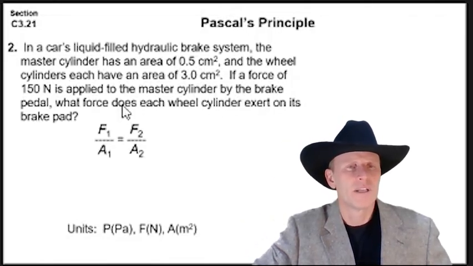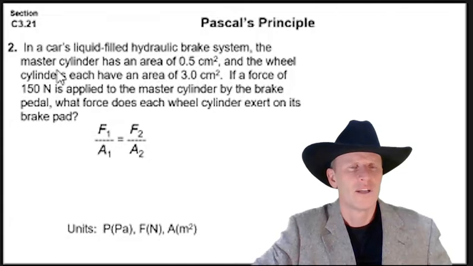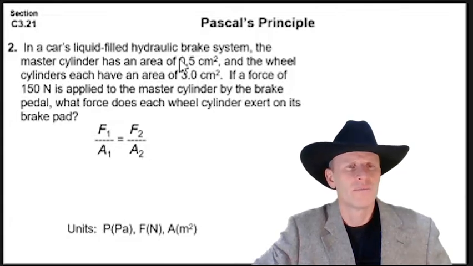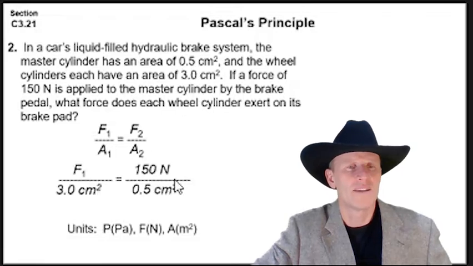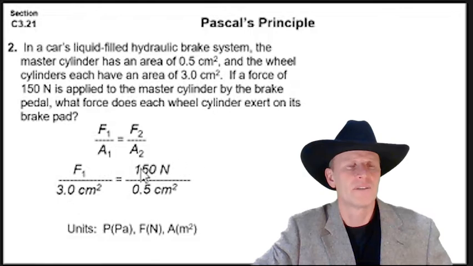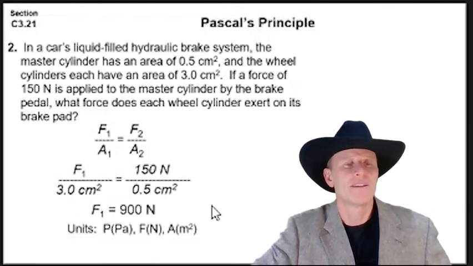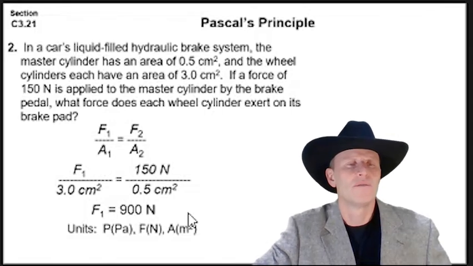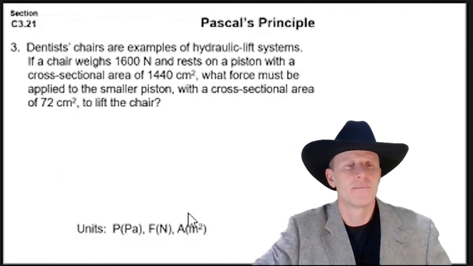So again, we've got to make sure that this is applied to the master cylinder. 150 needs to be on the master cylinder's area. So here's the master cylinder area, so 150 is on the 0.5. Doesn't matter if it's on the left or the right. And then we have 3 on the bottom for the area, and then I cross multiply. 150 times 3 divided by 0.5 gives us 900 newtons. So 900 newtons of force would be the force lifting up.